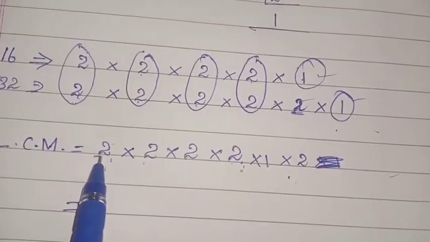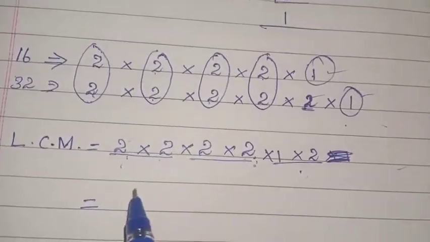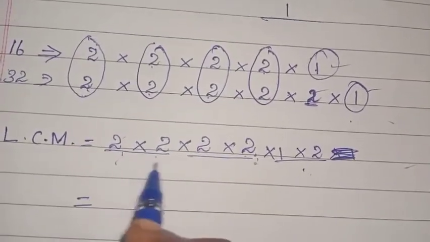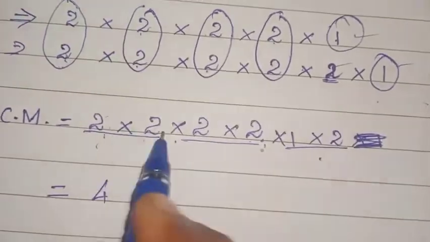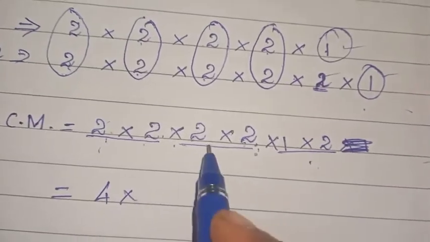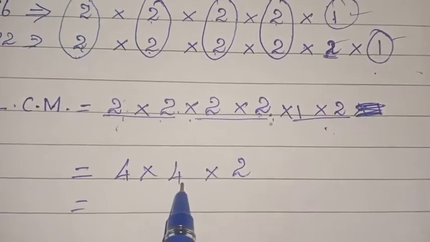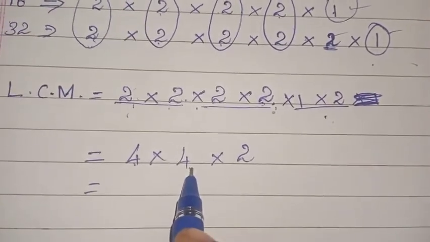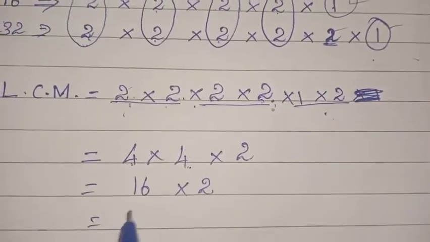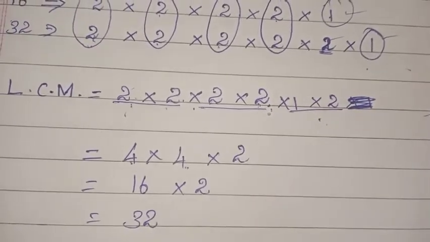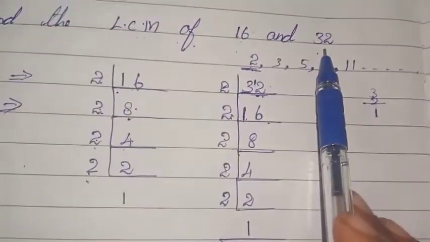Now you can multiply these numbers. We have to multiply all the numbers, but if you multiply like this, it will be easy for you. First multiply these two numbers: 2 2s are 4. Then multiply 4 with 2: 4 2s are 8. Then 4 4s are 16, into 2. 16 2s are 32. So 32 is the LCM of 16 and 32.